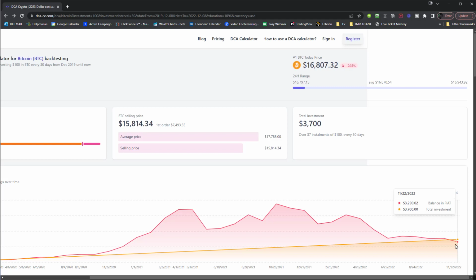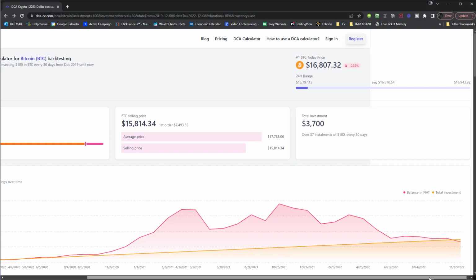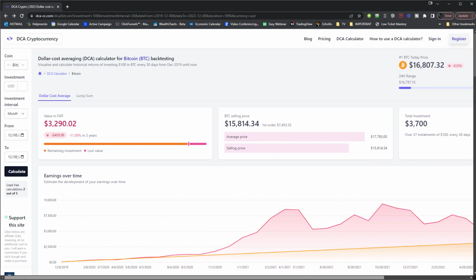Well, that is no bueno. Are you serious? What happened? So over 3 years of dollar cost averaging, we've actually lost money by dollar cost averaging into Bitcoin. Wow, not what we wanted, not what we expected. So in this particular situation, over this particular time period, this would have been a losing strategy. And you can see the numbers here.